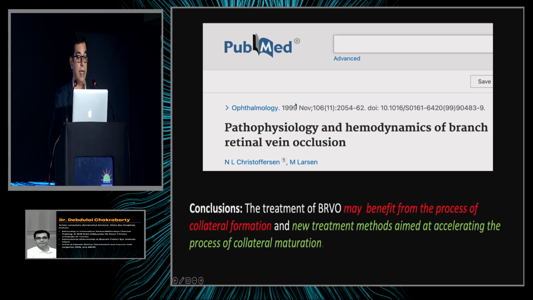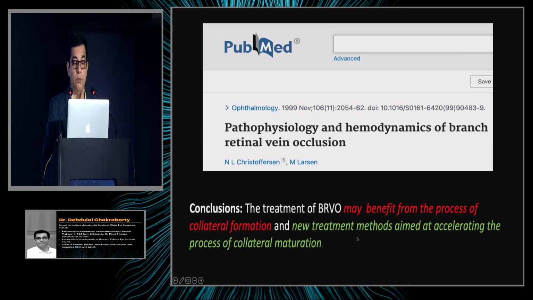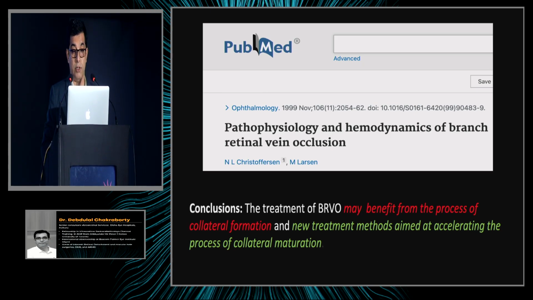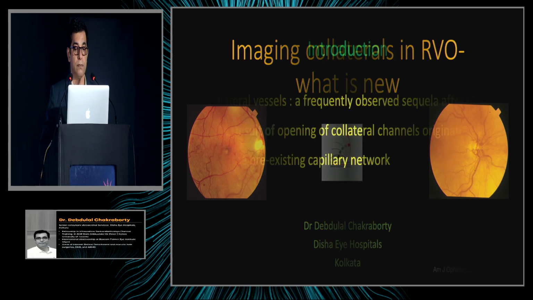I think the context of this talk is best exemplified by this particular publication from the year 1999, which told us that the treatment of BRVO may be beneficial from the process of collateral formation and new treatment methods aimed at accelerating the process of collateral maturation. Perhaps this publication, or similar publications, have created confusion in our minds, and that's why this topic: imaging collaterals in RVO, what is new.